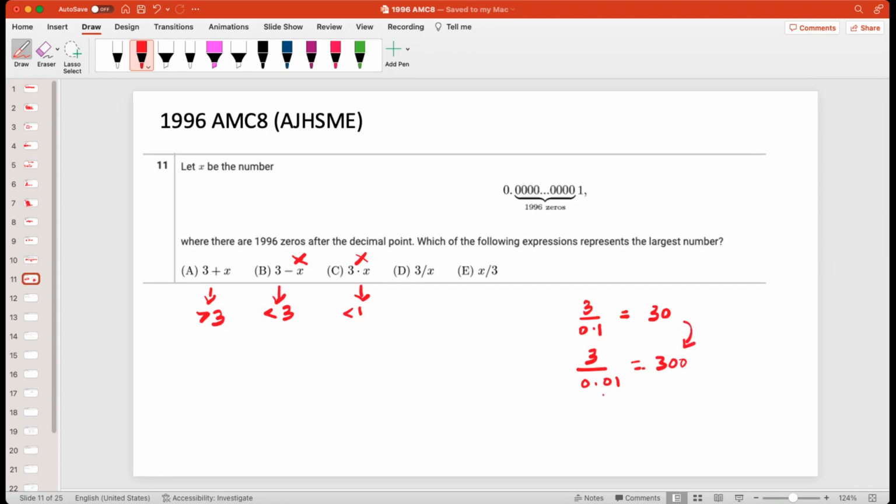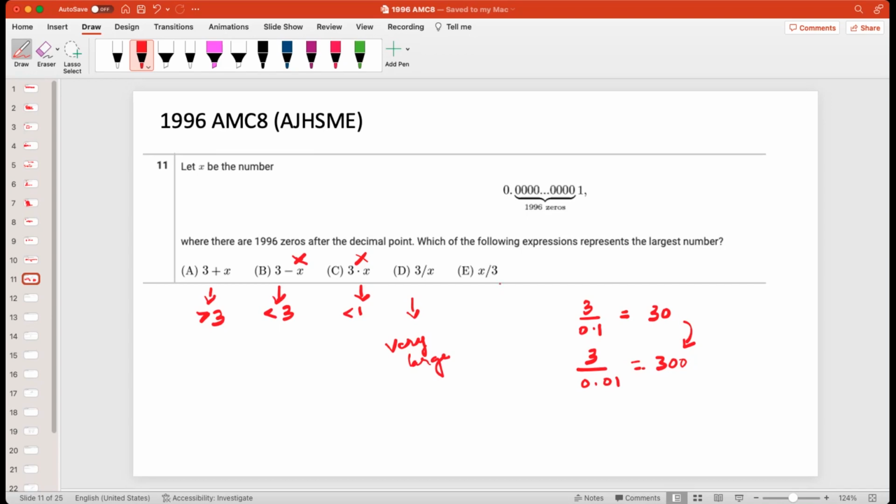So the smaller the number that I divide by, the answer that I'm going to get is going to be very, very large. So this is a large number. So imagine if I'm going to divide 3 by 1996 zeros, this number is going to be a very large number.